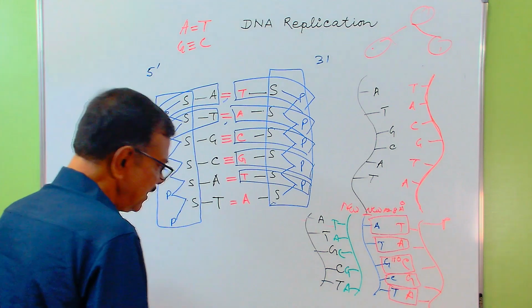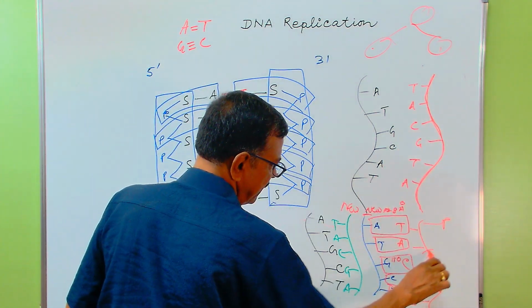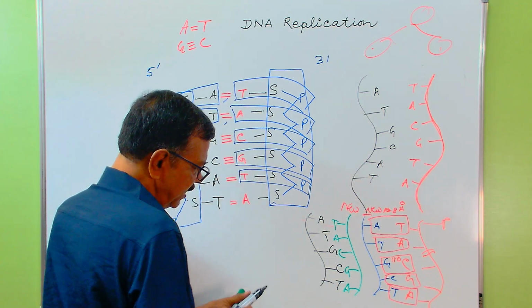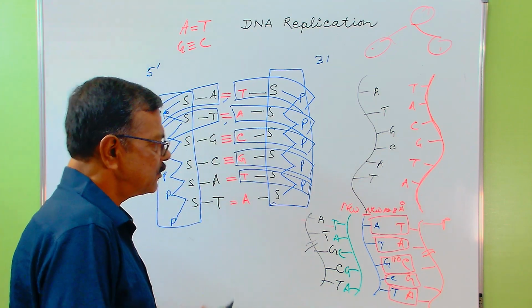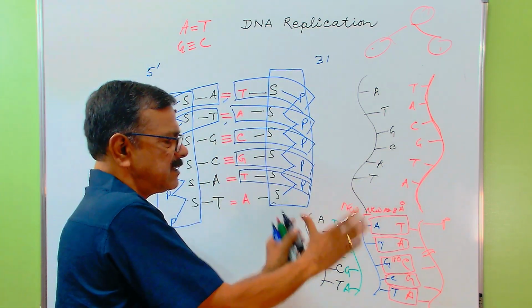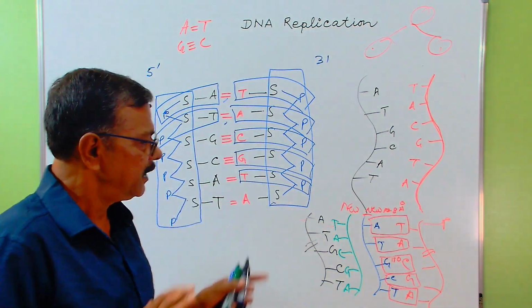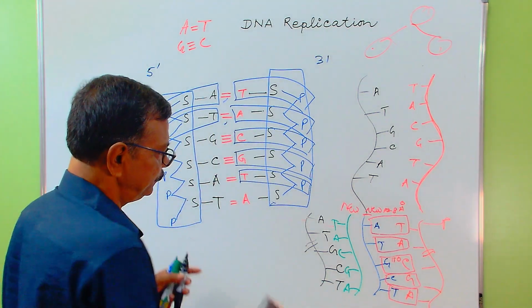This is known as semi-conservative. It is conserving this, and this one is conserving the black one. So it is semi-conservative in nature. DNA replication is semi-conservative in nature. Now, since you are science students, how will you prove it?